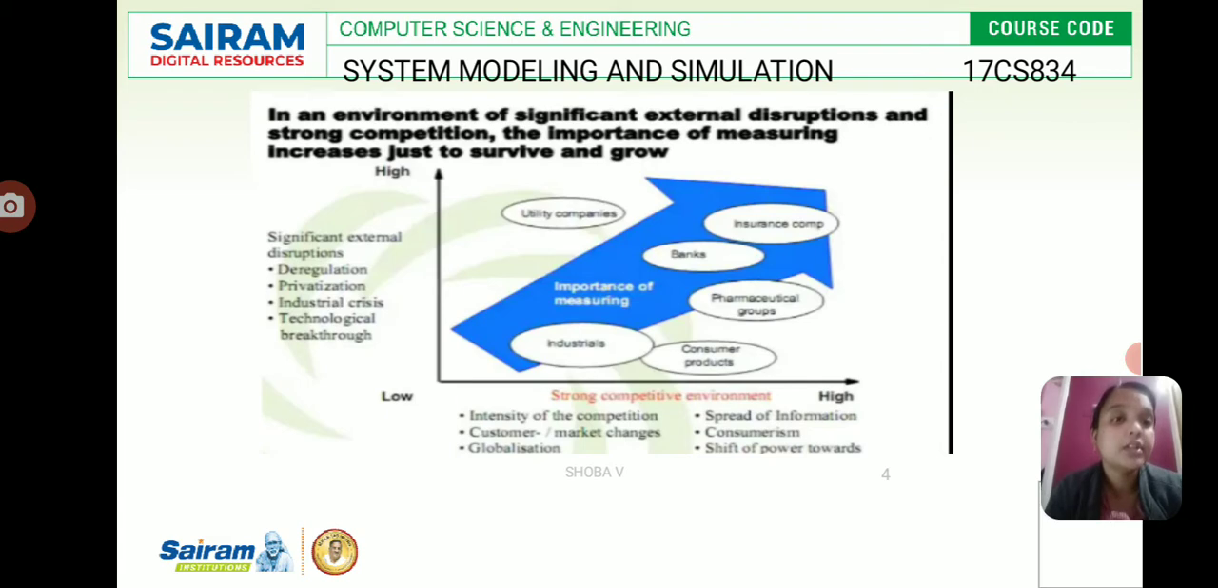Examples are insurance groups, banks, pharmaceutical groups, consumer products and industries, and utility companies. These are the environments in which we can improve the measure of performance, and if any interruptions or disruptions are made in between this environment, we can go to this, and based on the parameters we can grow and survive.